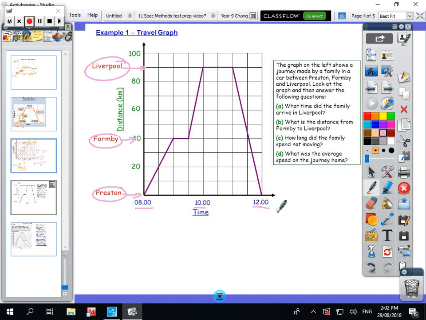So the graph shows a journey made in a car by a family between Preston, Formby and Liverpool. Look at the graph and then answer the following questions. So have a go and see what you get.